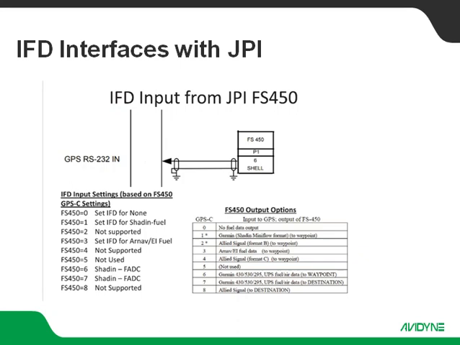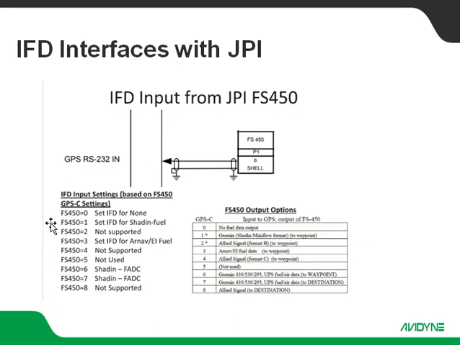If it's set to 1 on a Fuel Scan 450, that's a Shadin mini flow format. So you would want to set the IFD input for Shadin fuel. GPS-C setting number 2 is for an Allied Signal format. The IFD does not support the Allied Signal formats, so you're going to have to change it to something else.